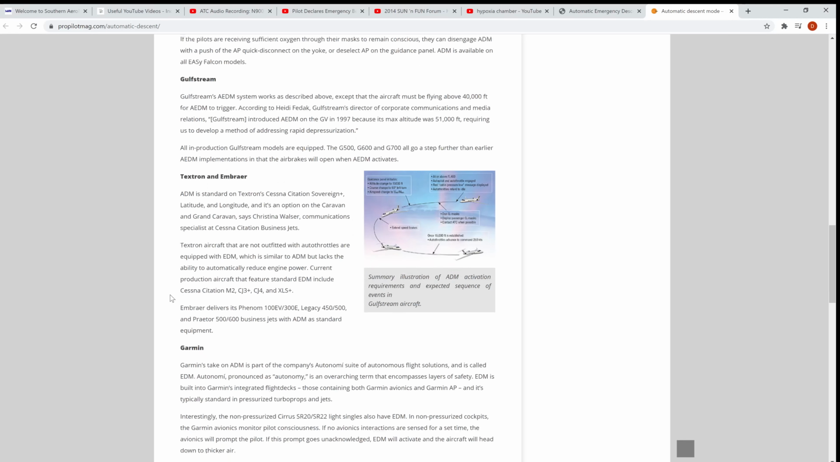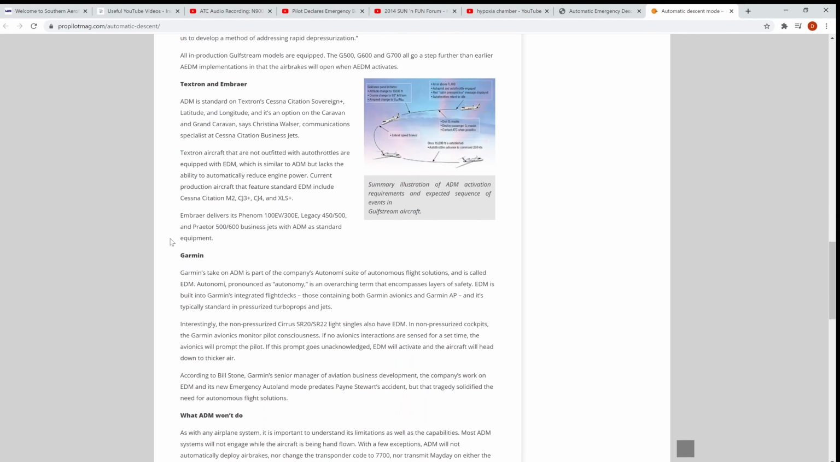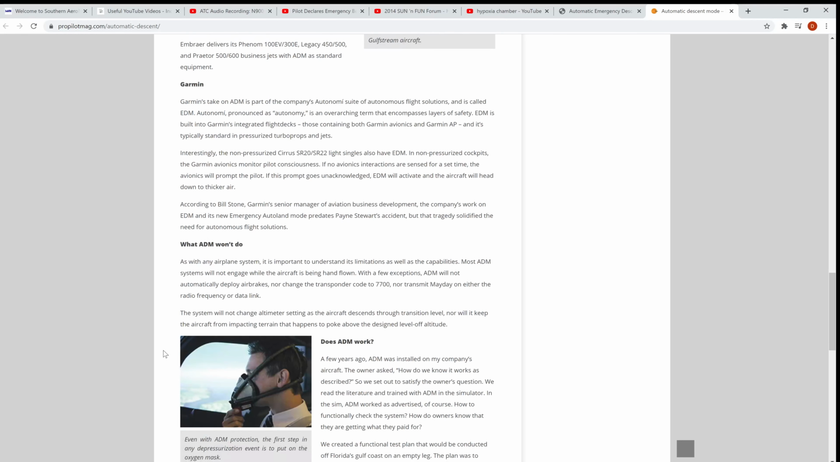Textron systems can work a little bit differently. Embraer works a little bit differently. Here's a little take on Garmin, even in the non-pressurized cockpits. But again, these systems all work differently. So with a few exceptions, generally speaking, these modes in these different manufacturing situations will not automatically deploy air brakes. They will not change the transponder code to 7700. They will not transmit Mayday on either the radio frequency or some kind of data link. Now, again, technology is changing all the time. This article was written, I don't know, a week ago. It might have changed already, right? All right.